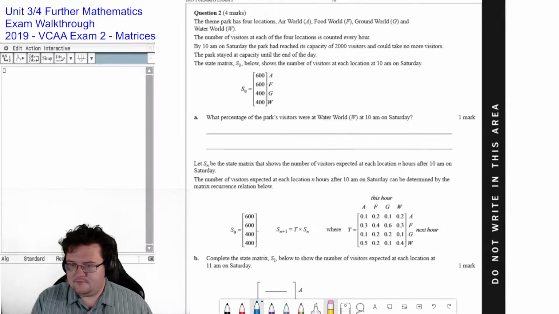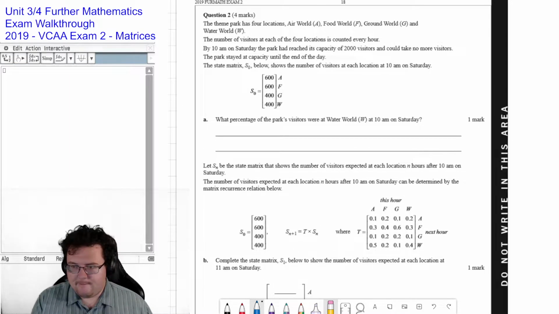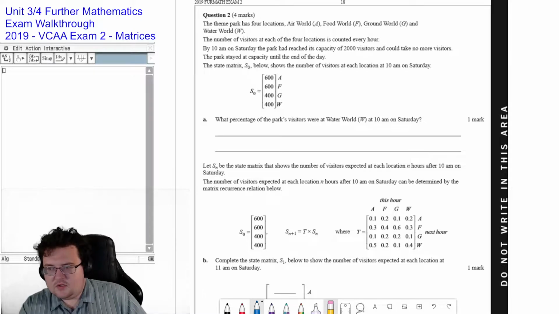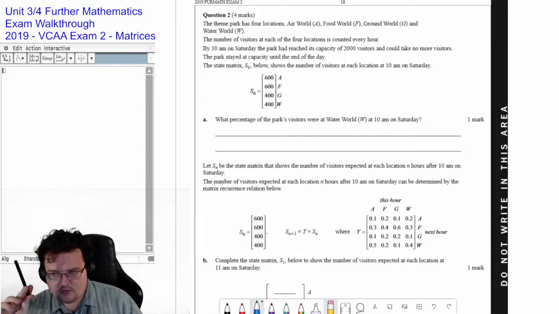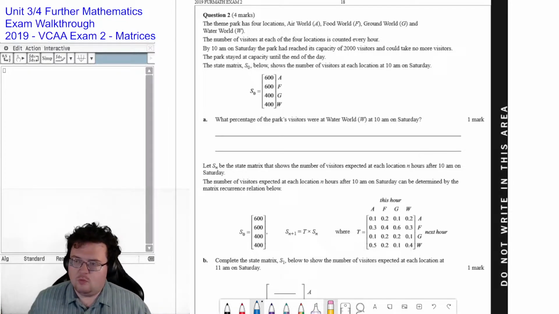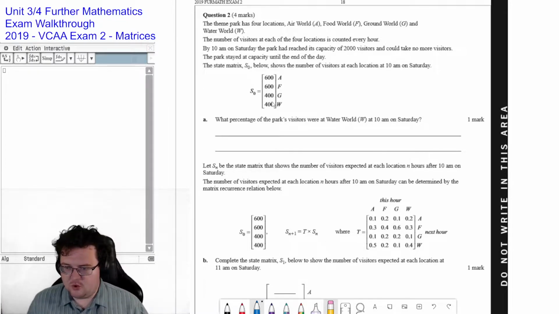Theme park again. The initial state for the attendees in a particular location is there. What percentage of the park's visitors were at Waterworld at 10 a.m. on Saturday? Well, we need to look through here. We need to find out which one's Waterworld. Well, it's that one there. So that's 400.